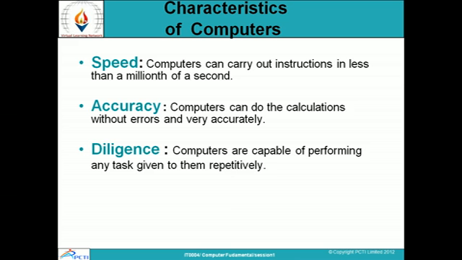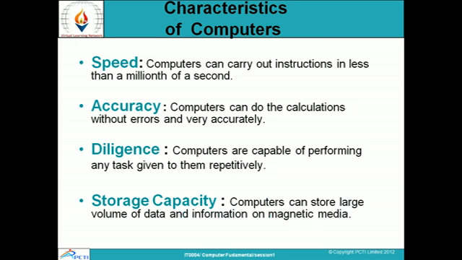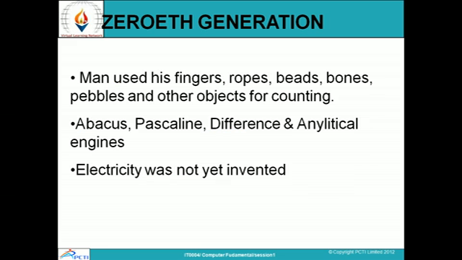We need it for diligence because computers are capable of performing tasks given to them repetitively और वो जल्दी भी करते हैं and they have a large storage capacity. कोई कंस्ट्रेंट नहीं होता उसमें कि स्टोरेज कम है या we don't need books to write them. They store it in their memory which is very very large. So whatever information we give to the computer is stored in a storage device which is called memory. Now memory can be external or internal memory.